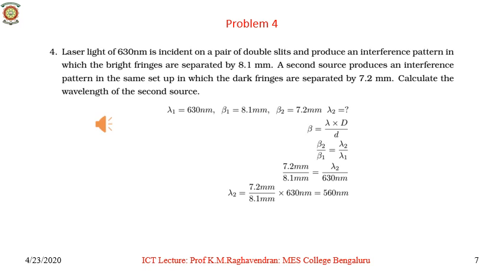interference pattern in which the bright fringes are separated by 8.1 millimeter. A second source produces an interference pattern in the same setup in which the dark fringes are separated by 7.2 millimeter. Calculate the wavelength of the second source. So the data given is lambda 1 equal to 630 nanometer, that is the wavelength of the first source.